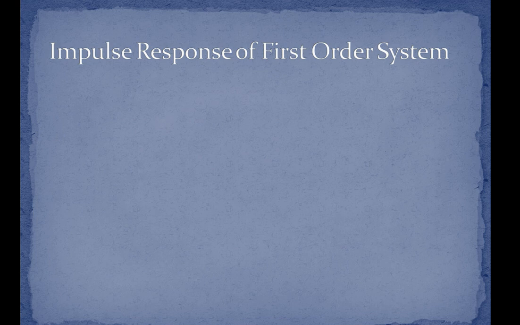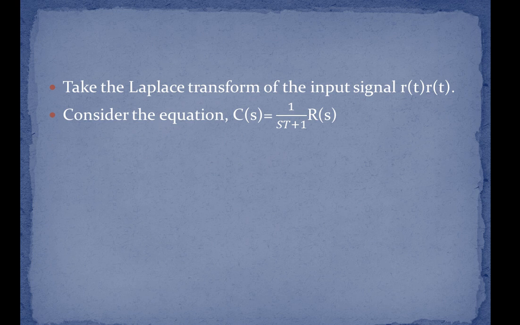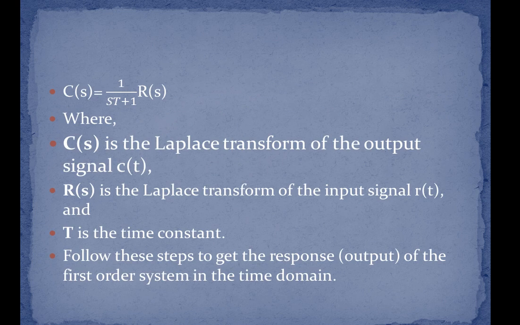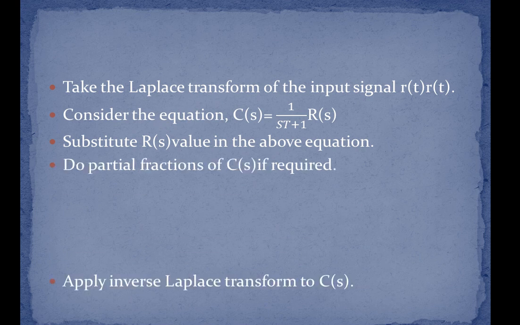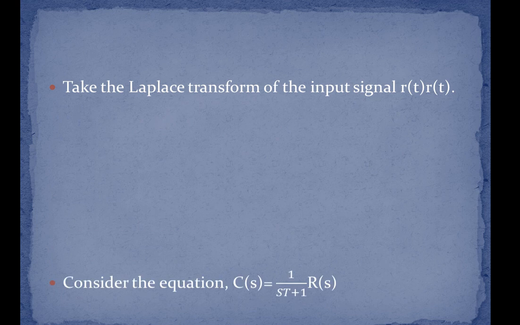So what are the basic signals we know? We know impulse, ramp, step and parabola. So in this video I am going to explain the impulse response of the first order system. Impulse response means for the first order system the input is impulse, then only you are getting the output as impulse response. So in order to do that, we have to follow these steps.